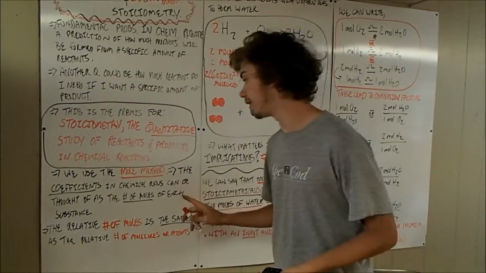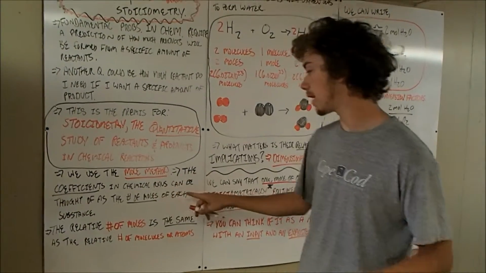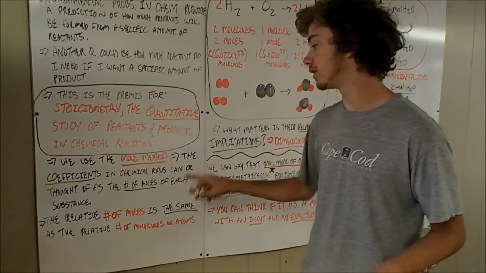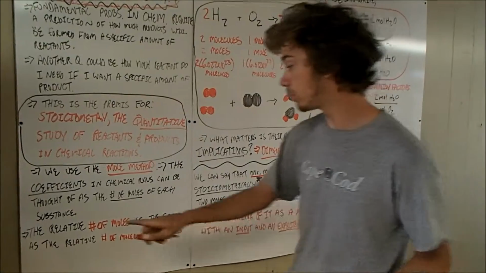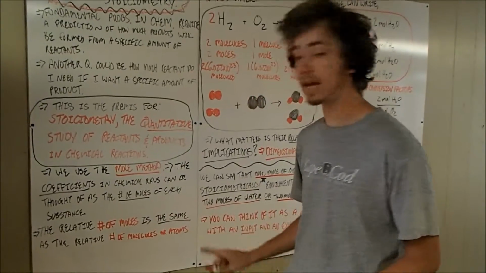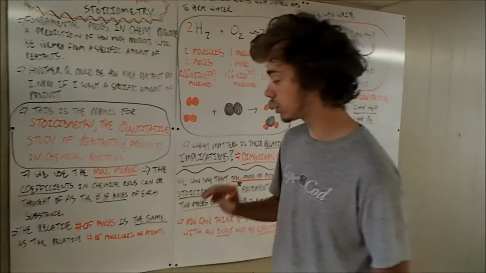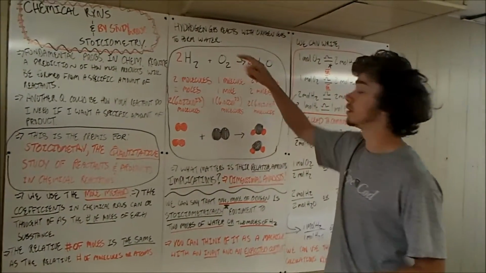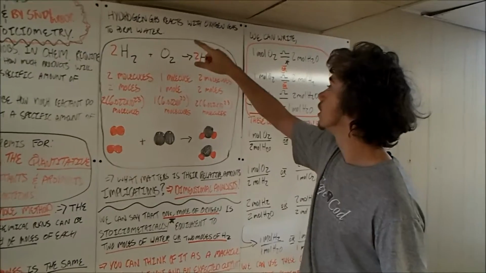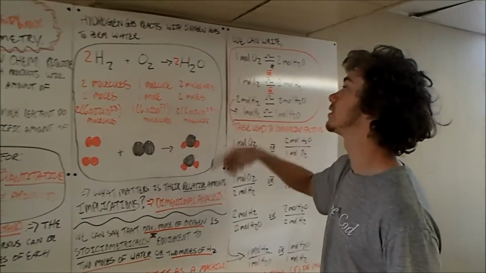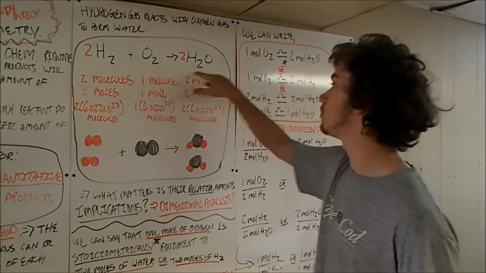We use the mole method. The coefficients in the chemical reactions can be thought of as the number of moles of each substance. That's very important. So the relative number of moles is the same as the relative number of molecules or atoms in a chemical reaction. Just the relative amounts. So it's all ratios. Hydrogen gas, as an example, reacts with oxygen gas to form water. So first we write the balanced chemical equation.